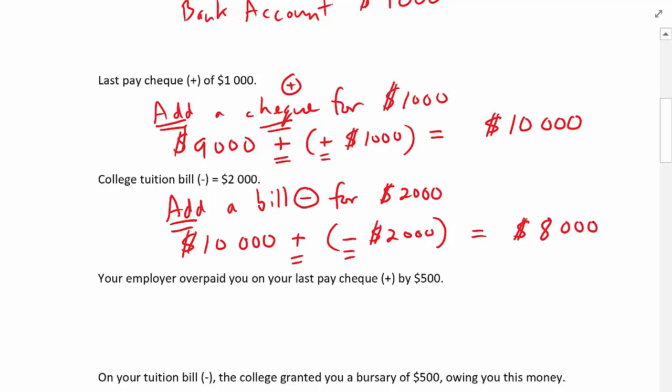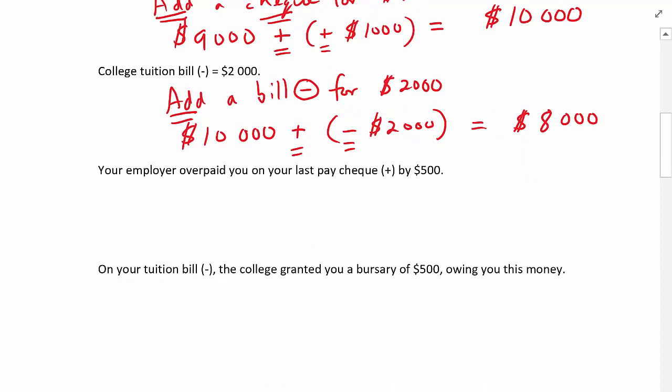Pretty basic stuff. Let's get a little bit more complex here. The employer realizes, oh, your last paycheck wasn't supposed to be $1,000. It was only supposed to be $500. So they've overpaid you by $500. They're going to deduct a check from your bank account. So we're going to subtract a check for $500. The bank account now is $8,000.